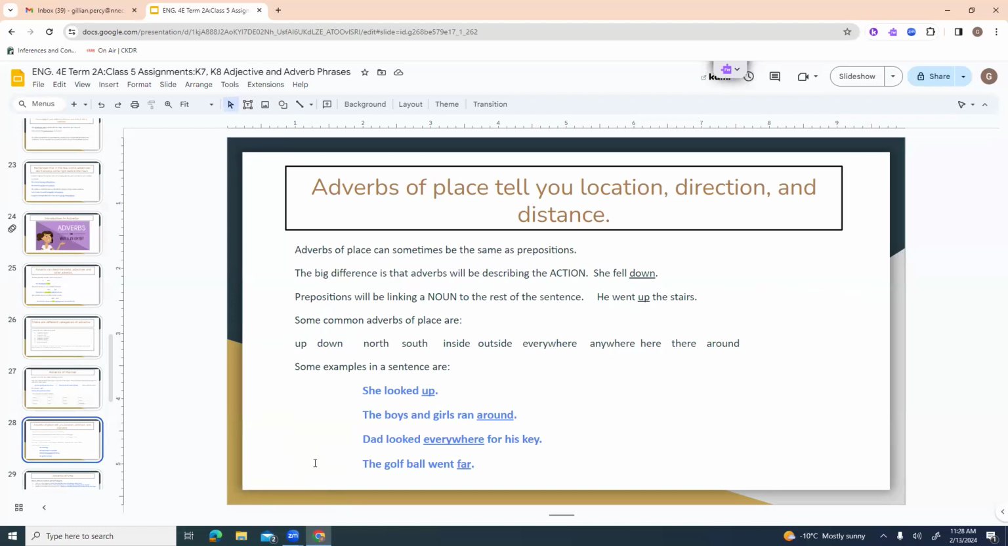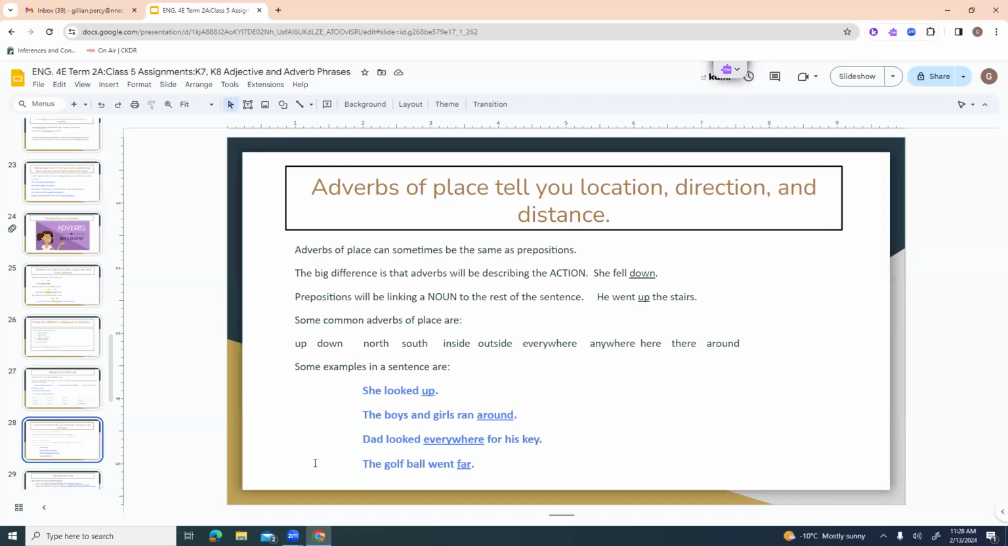Then we've got adverbs of place. They can tell you location, direction, and distance. Sometimes these will be the exact same words as our prepositions, okay? The big difference is that adverbs will be describing the action, like what happens. Prepositions link a noun or a pronoun to the rest of the sentence.